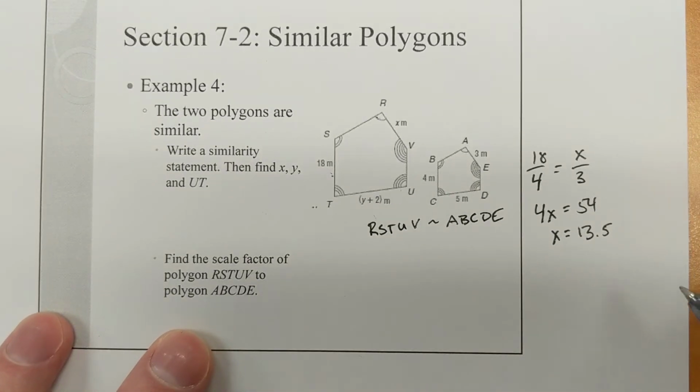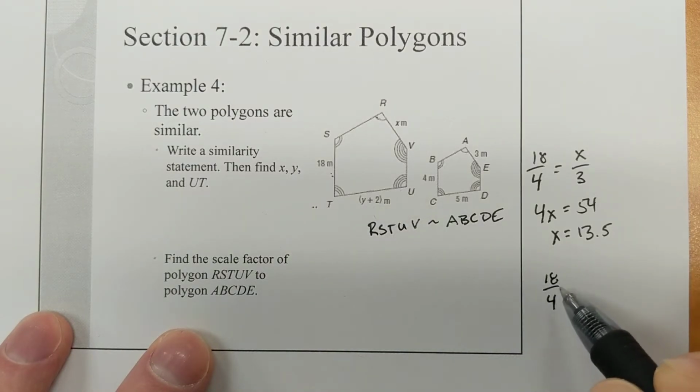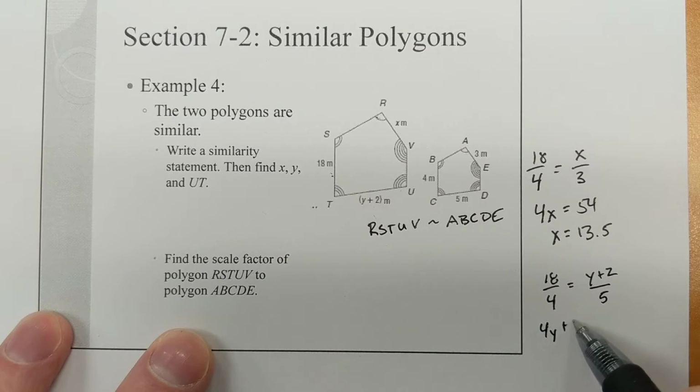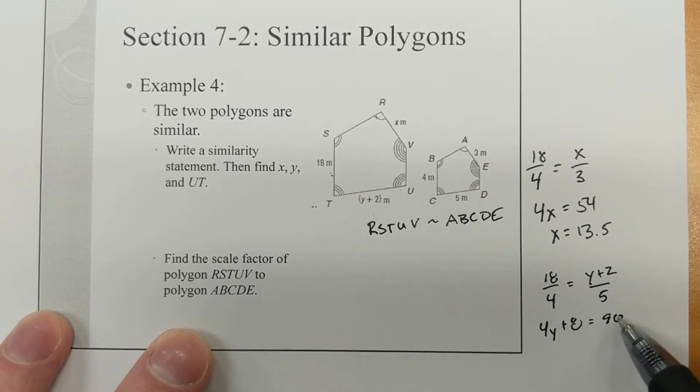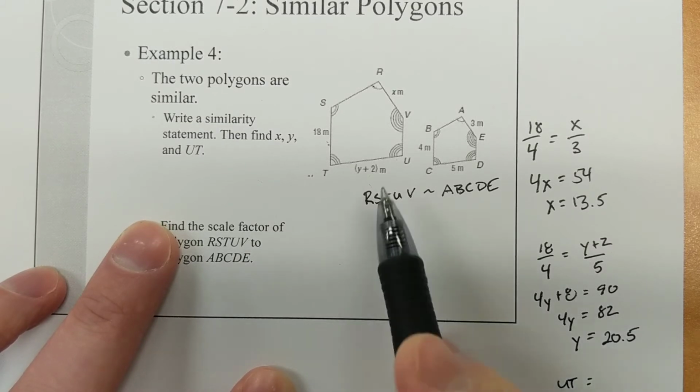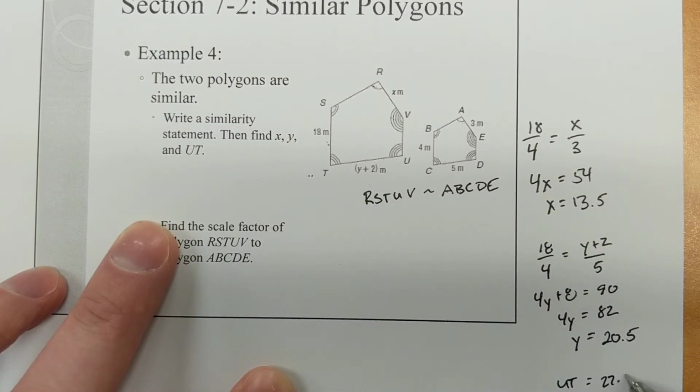So you can do the same steps to find y. It's down here on the bottom. So I'm going to use the 18 over 4 again because it's the common sides. And then y plus 2 over 5. So for cross products, that's 4y plus 8. That 4 distributes, is equal to 90. So 4y is equal to 82. 82 divided by 4 is 20 and a half. And then lastly, to find UT, UT is here, y plus 2, so it's 22.5.